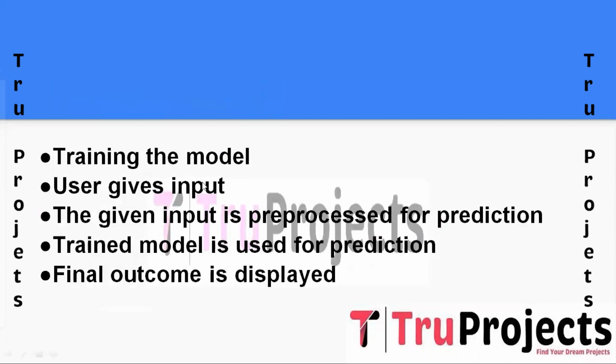And the sixth step is user gives the input. To make the system user-friendly, a web interface is developed using Flask, a lightweight web application framework. The interface allows users to upload their MRI images directly for brain tumor classification. And the next step is the given input is pre-processed for prediction. The images are pre-processed to ensure compatibility with the trained model, similar to the training data. The input images undergo resizing, normalization, and the necessary pre-processing steps.